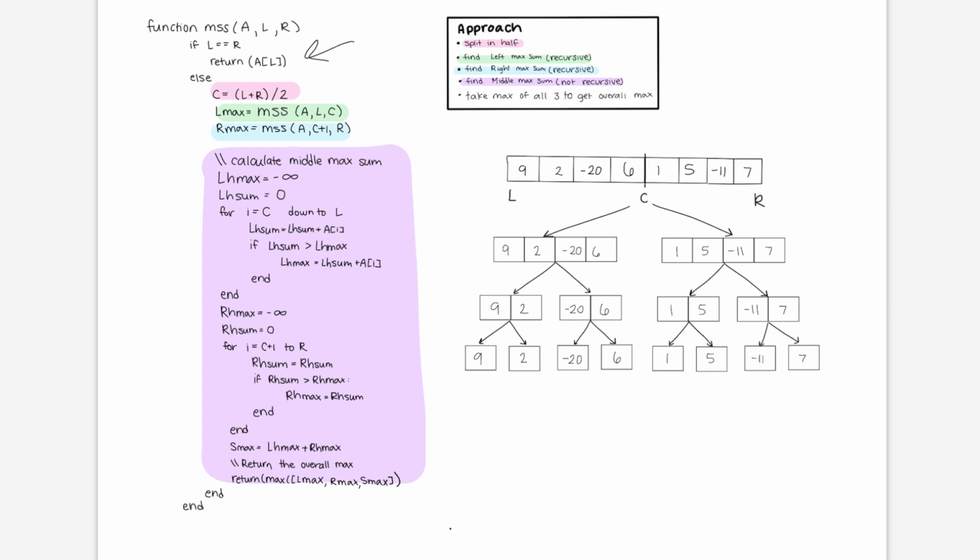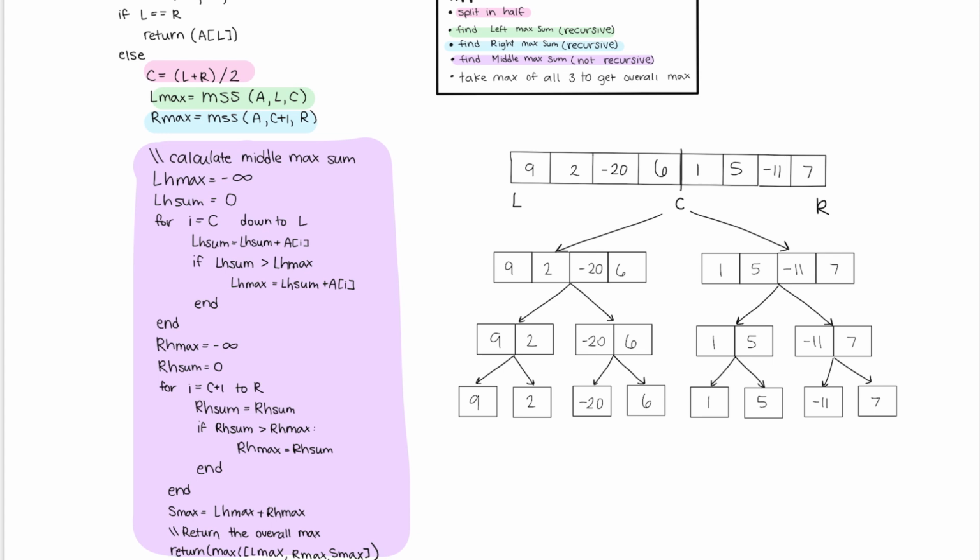So the L max would be 9 because that's what's going to be returned by our base case. And also just think about it: for an array of size 1, the left and the right max are going to be the same. But let's zoom in. L max is going to equal 9. And then the right max is going to equal 2. And again, these values were simply calculated with recursion.